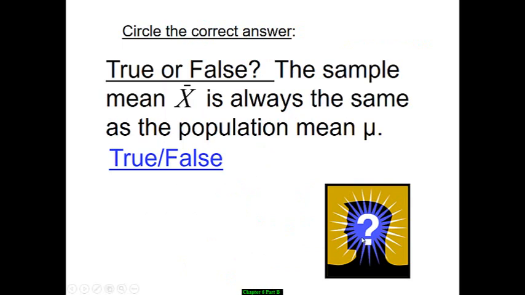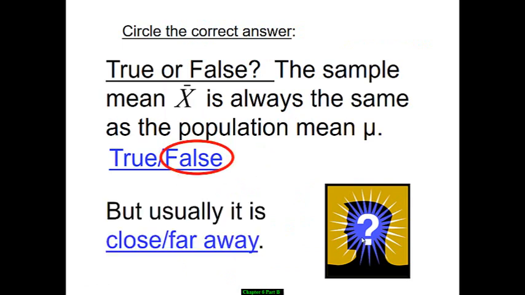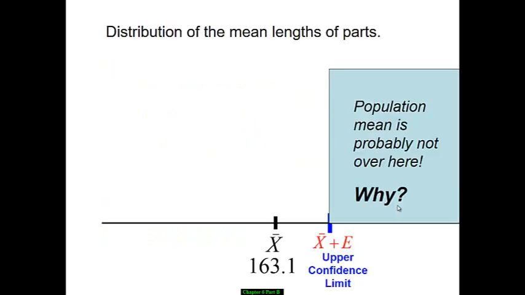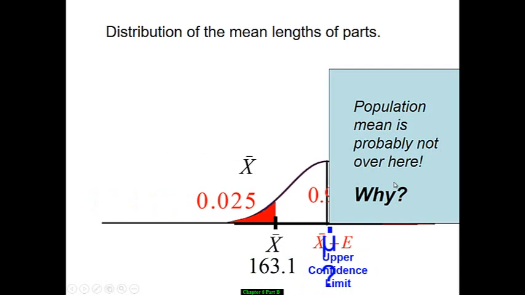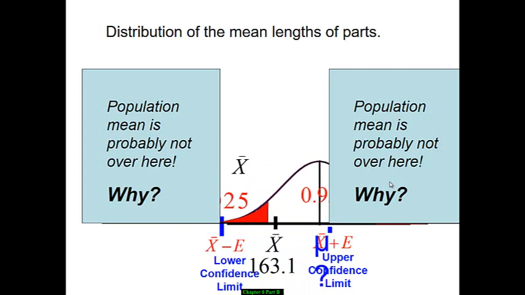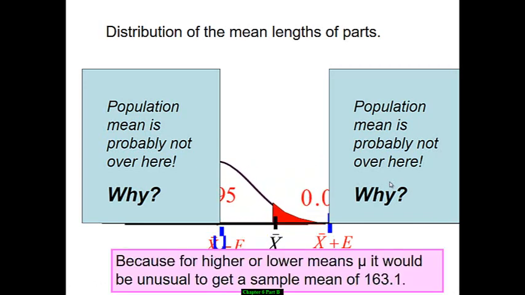So, true or false, the sample mean is always the same as the population mean. False. So that's going to be false, but it's going to be close. The confidence interval contains the population mean values that would have the sample mean be 163.1 as ordinary or unusual. Well, we want it to be ordinary. So that means the population mean is probably not going to be on this side, nor on the other side, nor on this one or this one. So we're going to look in the middle.